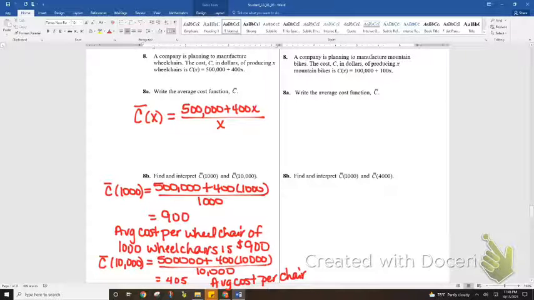I forgot "producing" up here. I knew that looked weird. Sorry, I was reading back through it and it didn't even make sense. So the average cost per chair of producing 10,000 chairs is $405.